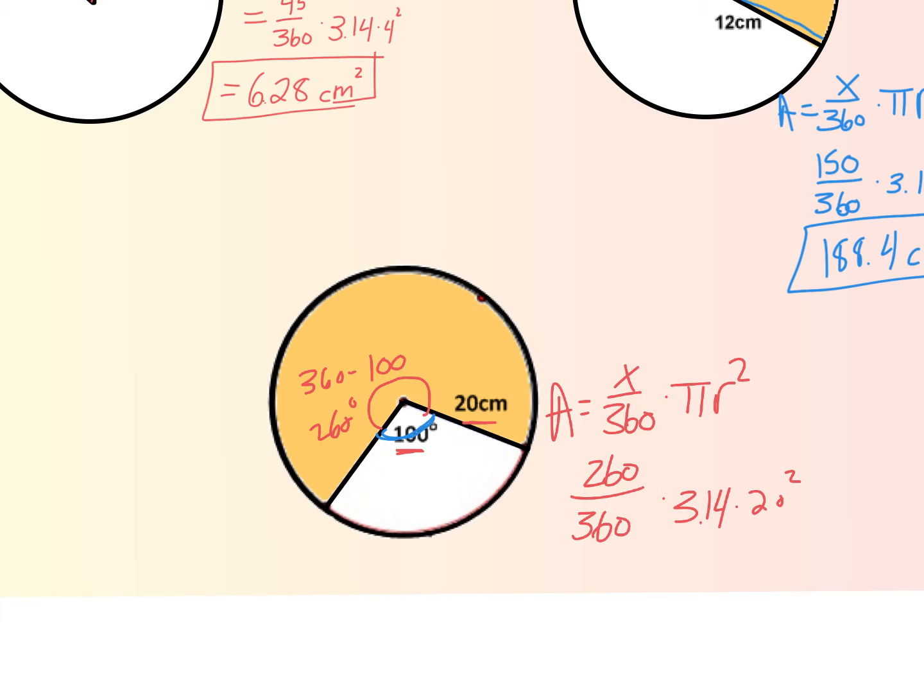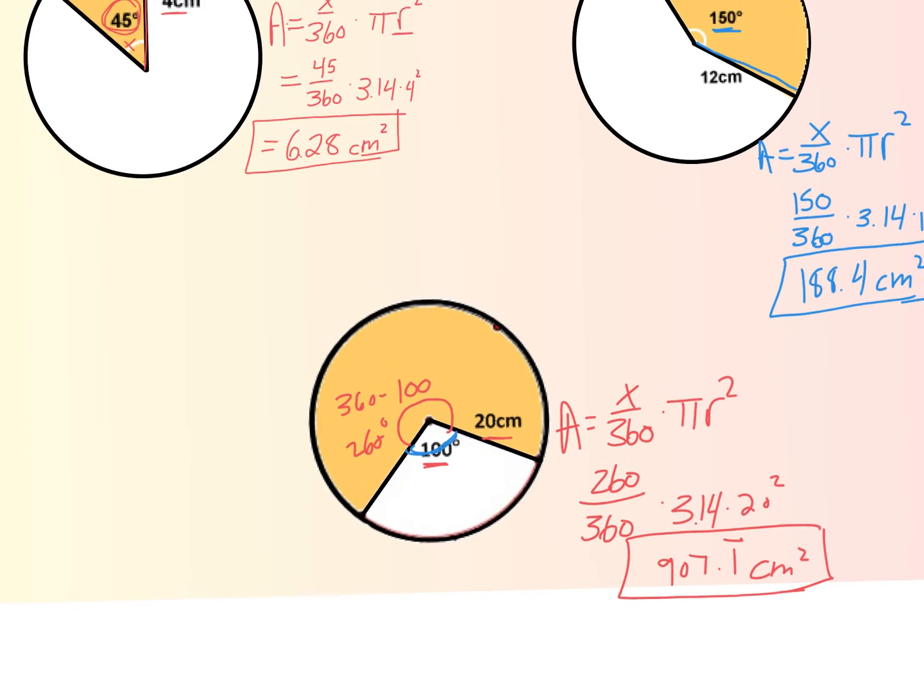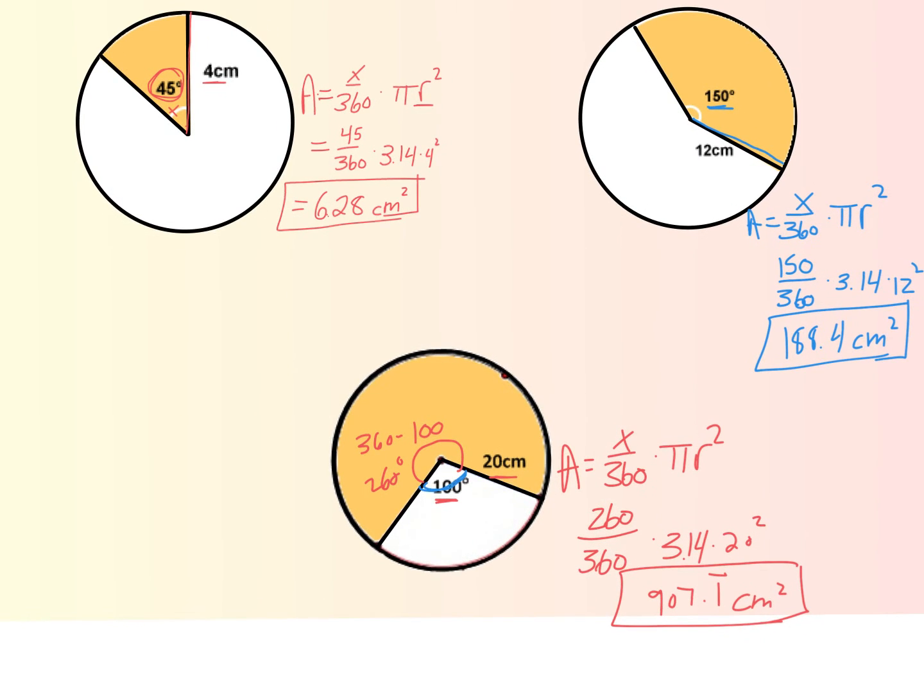When you type all that in, I had a little mistype here. You get 907.1 repeating squared centimeters. So the last one there, just make sure you're finding the shaded sector. Other than that, those three are all pretty similar, and that's how you'll find the area of a sector.